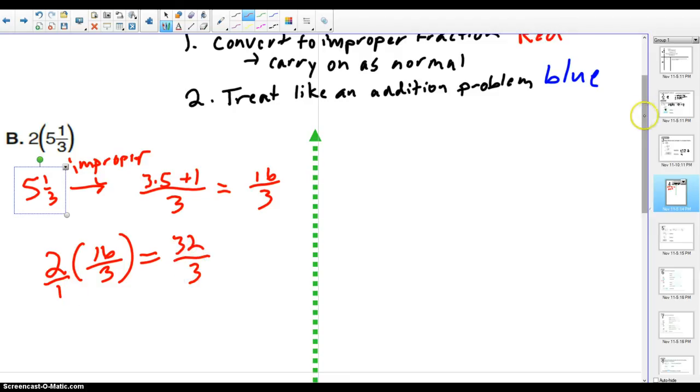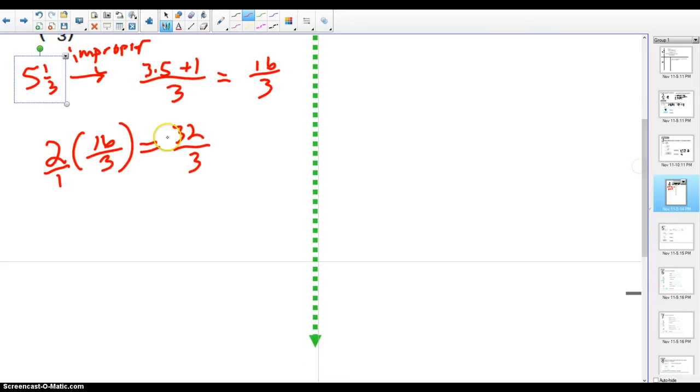And now, our last step is we have to work backwards and simplify this. So 3 goes into 32 10 times, so we're going to have 10, and that gives us a remainder of 2. So that's 10 2/3. And again, that was our simplify step.